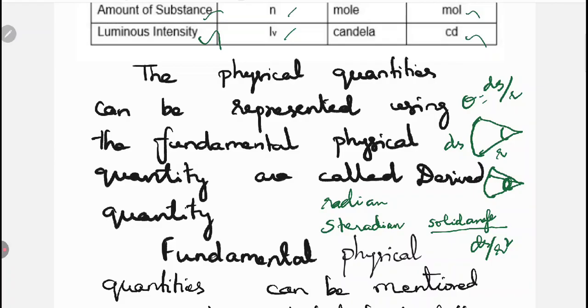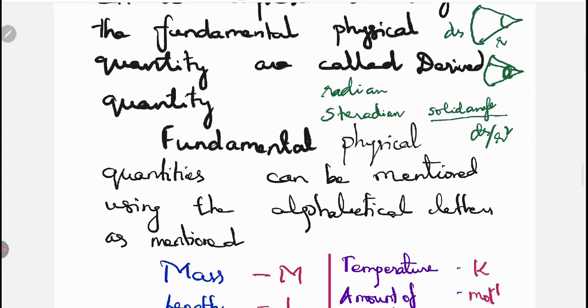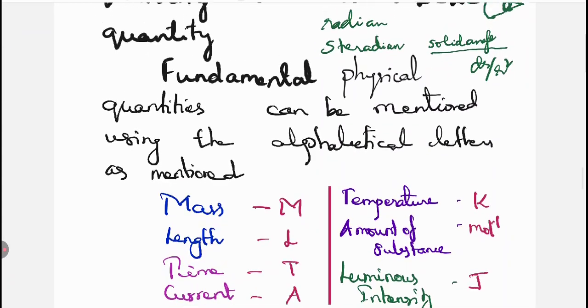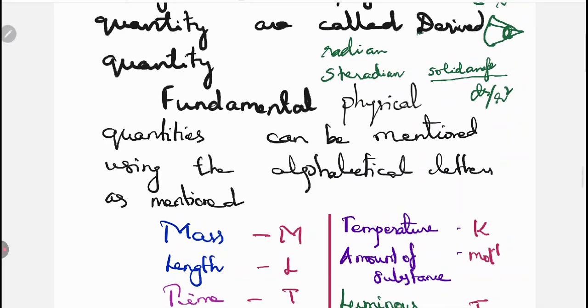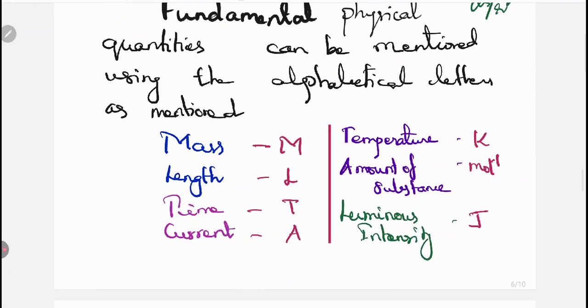So these are the two supplementary physical quantities. And physical quantities which are derived from the fundamental physical quantities are called derived quantities. Now, the fundamental physical quantities can be mentioned using alphabetical letters as mentioned here. M for mass, L for length, T for time, A for current, and K for temperature. This is mole inverse, and luminous intensity is mentioned as J.